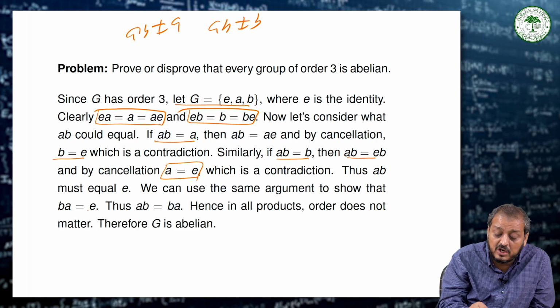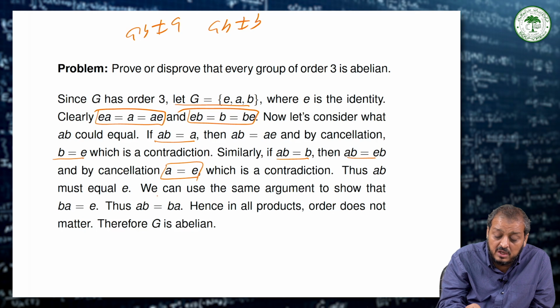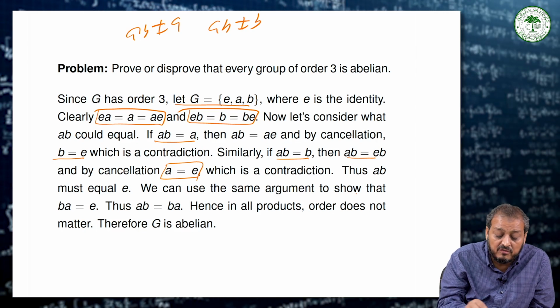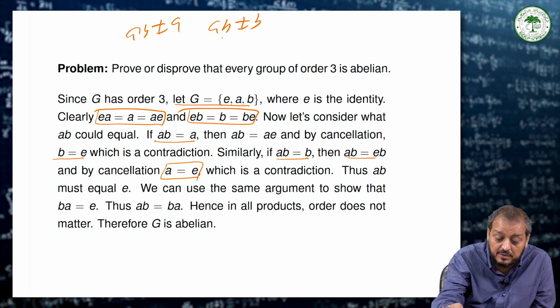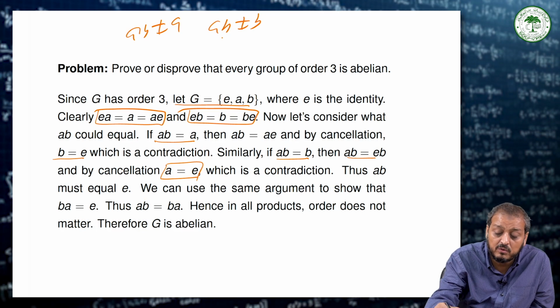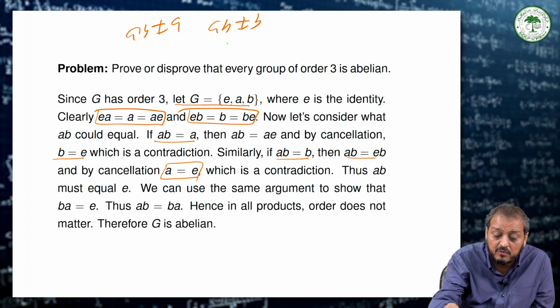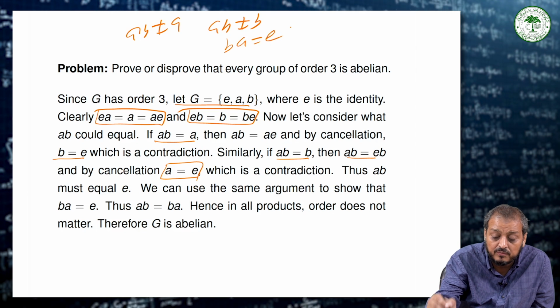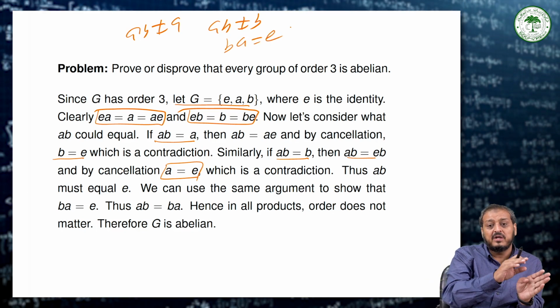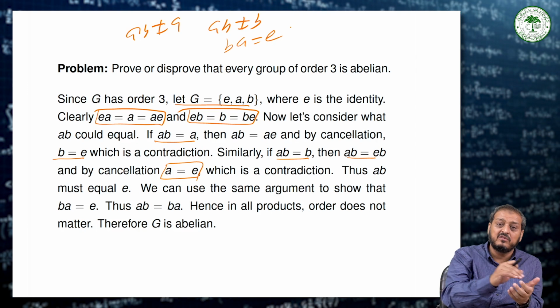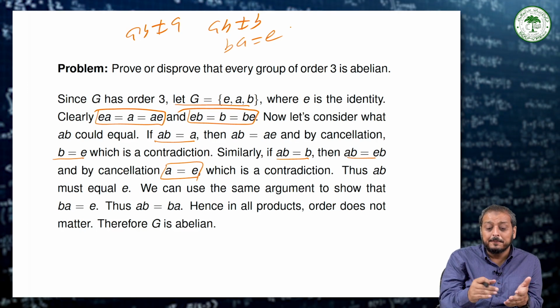So if AB is equal to E, then using the same arguments as above, we can say that BA is also equal to the identity. So the only possibility is that AB is equal to the identity and BA is also the identity.